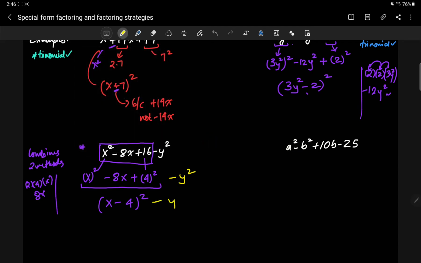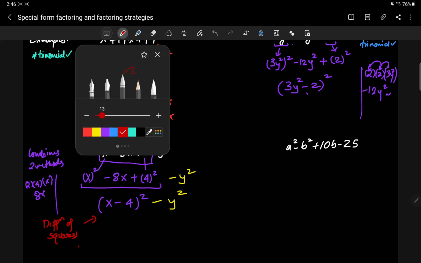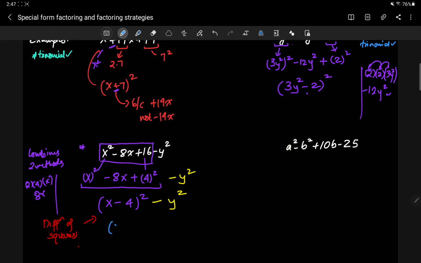But it's not complete because I still have a y squared. But what is this? This is difference of squares. Now because this is a difference of squares, it is x minus 4 minus y and x minus 4 plus y. So at the end of the day, it turns out that even though there's x and y terms involved and there's no GCD that can be taken, it can be factored into product of 2 terms.